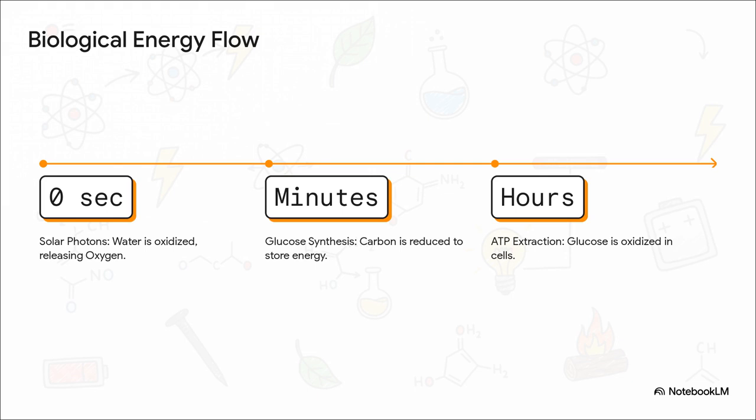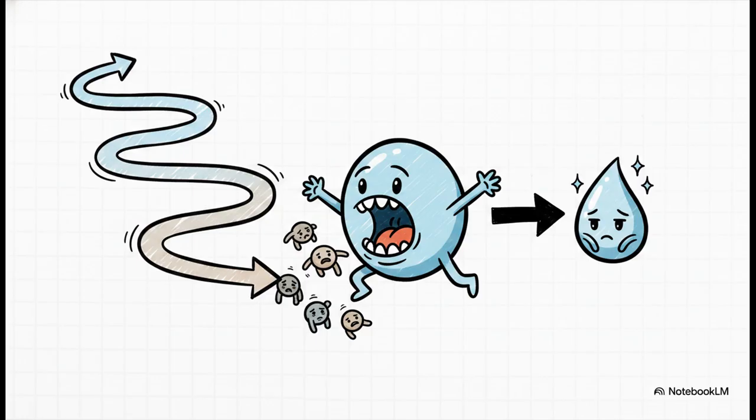Then you eat that glucose. Through a process called cellular respiration, your mitochondria oxidize that glucose, ripping the electrons right back out, step by step, to extract ATP. That's the energy currency that powers your muscles, fires your brain, and literally keeps your heart beating. But here's the catch. Those depleted, exhausted electrons at the very end of your metabolic chain, they have to go somewhere. They desperately need a final destination.